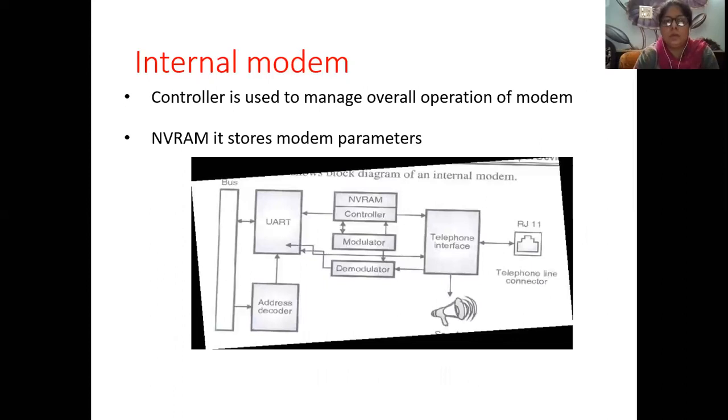In case of internal modem, we have a controller inside this device which can manage the overall operations of this modem. In the diagram, we can see there is a controller unit in the modulation demodulation section of internal modem.